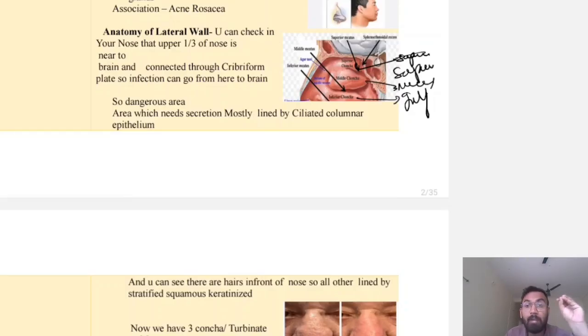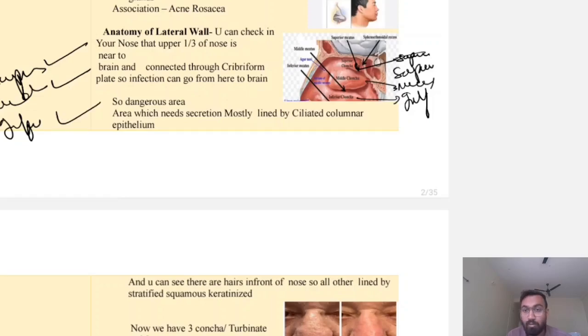These are forming the lateral part of nose. This is nose, this is one compartment, this is another compartment. And in one compartment, there is a lateral wall. In lateral wall, you will find superior turbinate, middle turbinate, and inferior turbinate. These are also known as superior concha, middle concha, and inferior concha. And near to the concha is superior meatus.